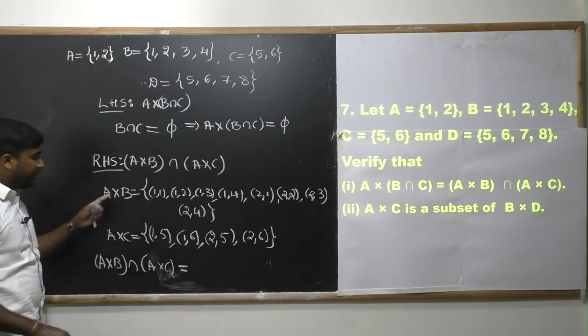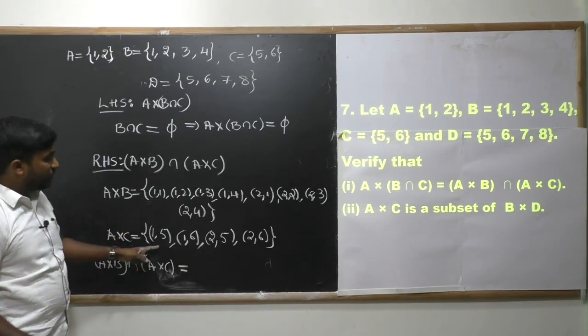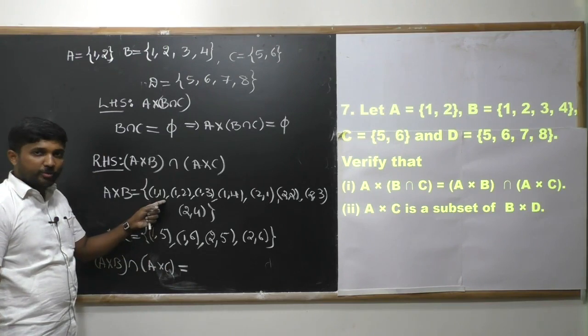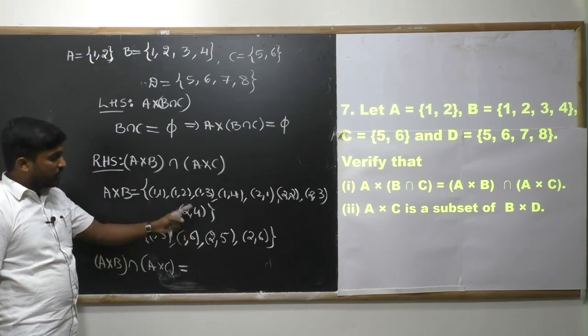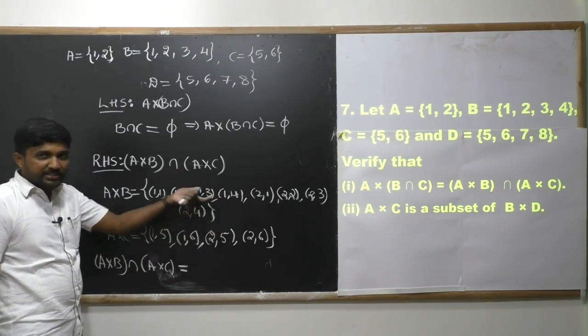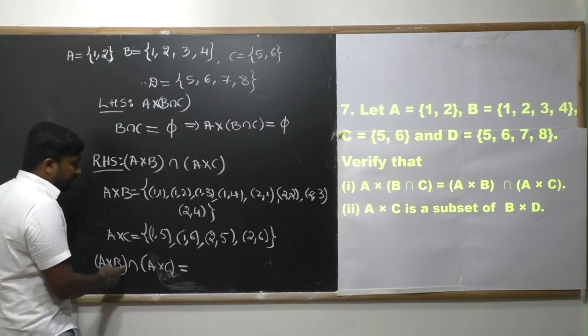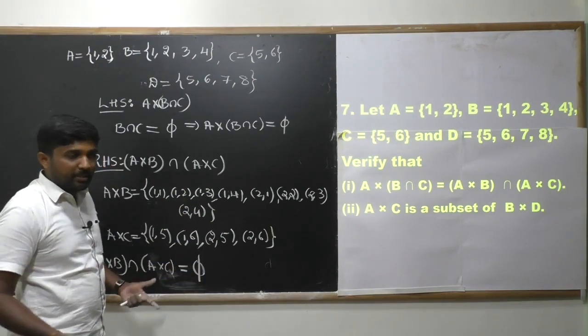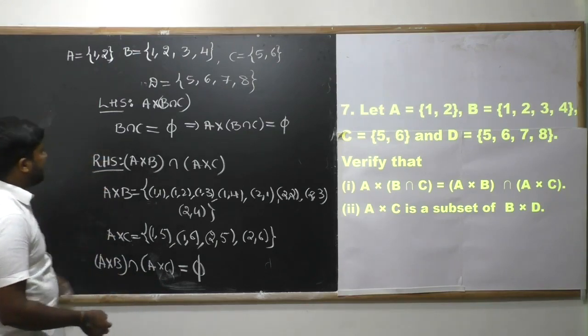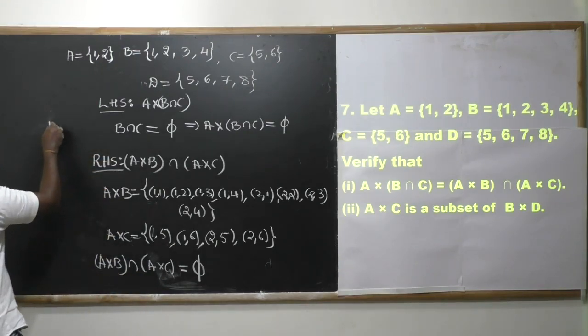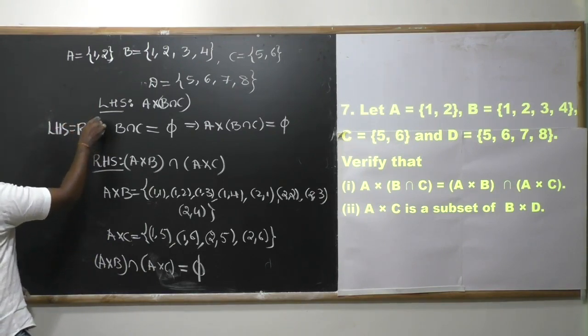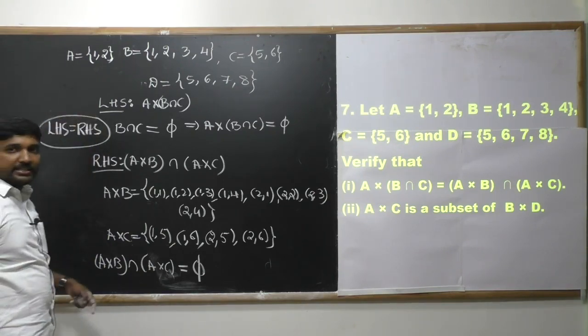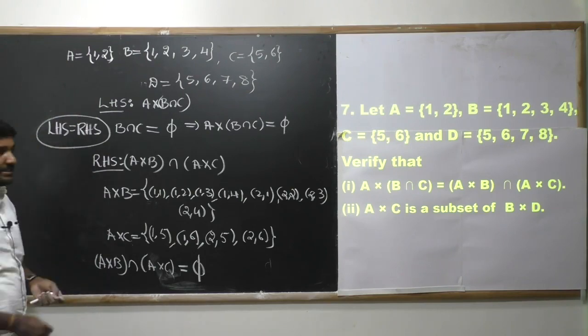Any common element between these two sets? Is (1,5) there in A cross B? No. (1,6) not there. (2,5) not there. (2,6) not there. Therefore, the intersection between these two sets is the null set. No common element between them. Therefore, LHS is equal to RHS.